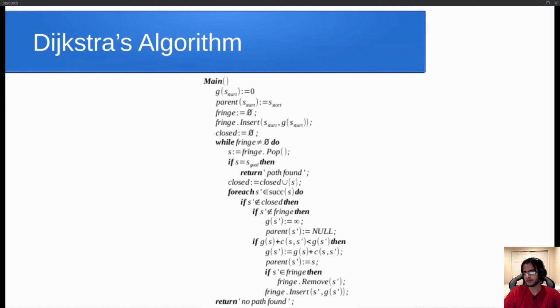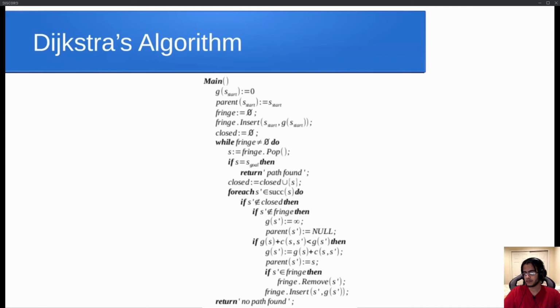But Dijkstra's algorithm is the fundamental concept behind A-star. A-star builds on top of it. So we're just going to take a minute to review. This is the pseudocode for it. Essentially, you have a starting state, a starting node, or the starting cell on your maze, which is 0, 0.